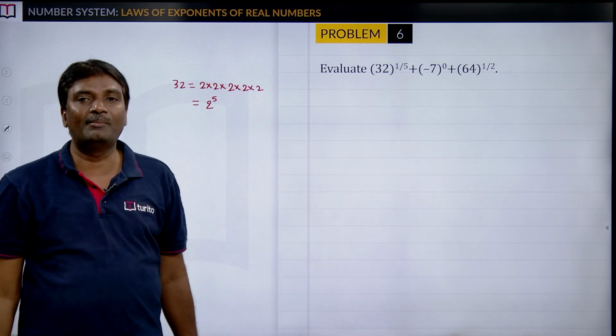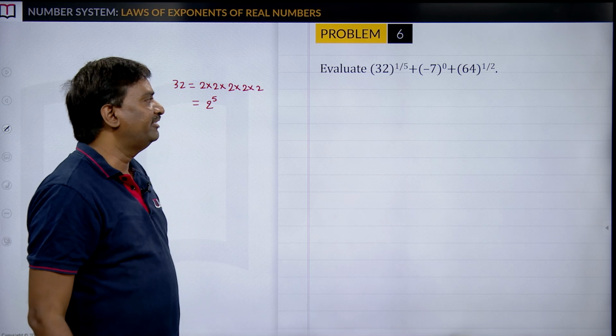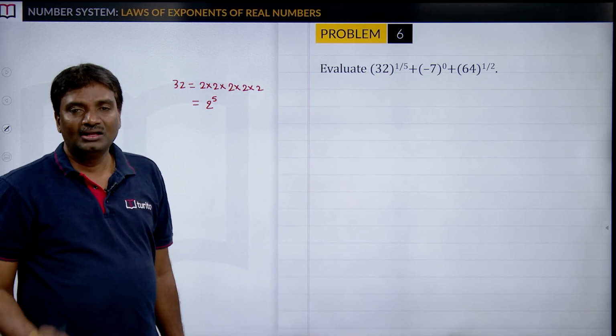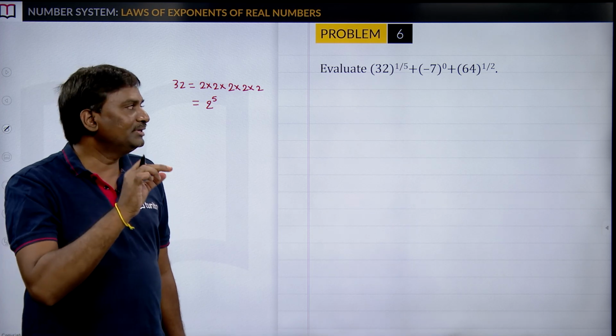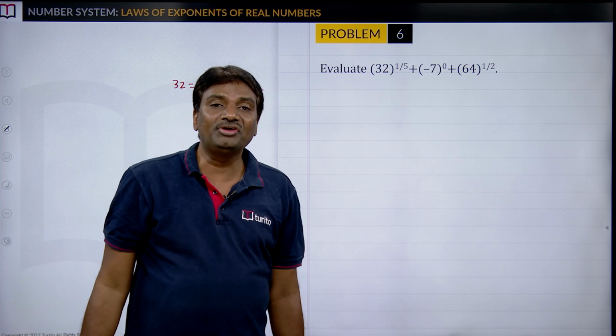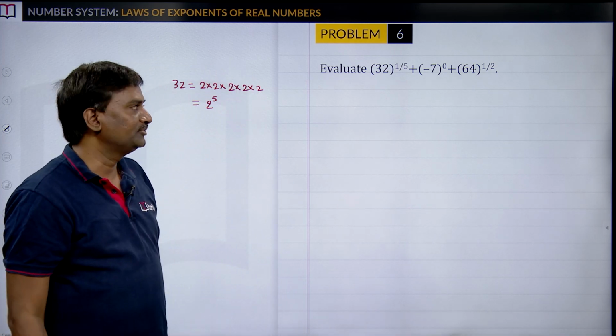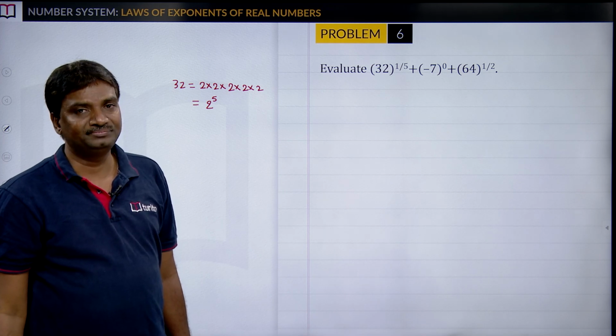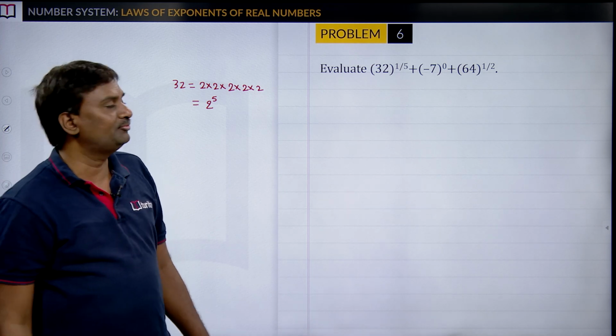Again, that is in the form of a power m whole power n. Second term is minus 7 power 0. Just as I told you, whatever the base may be except 0, if the power is 0, then we know the value is 1. So that's why minus 7 power 0 can be written as 1.